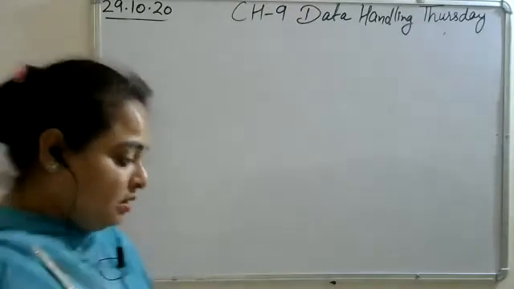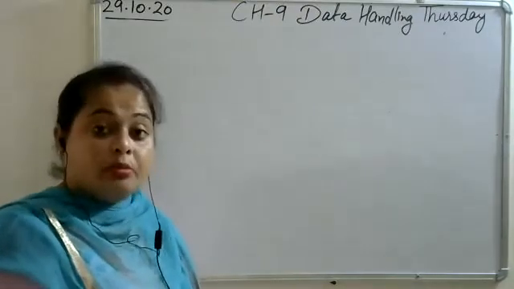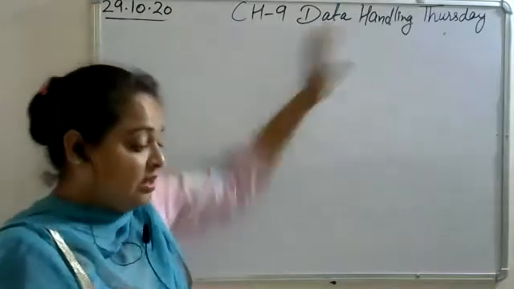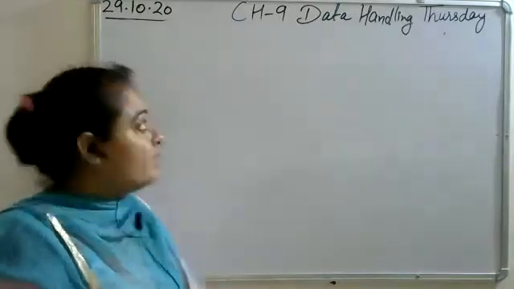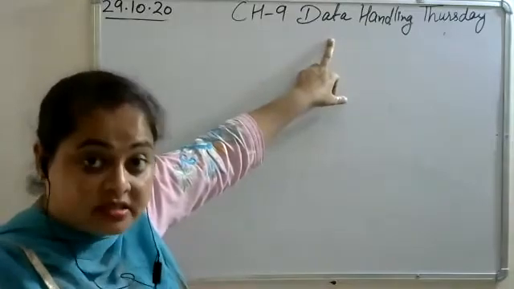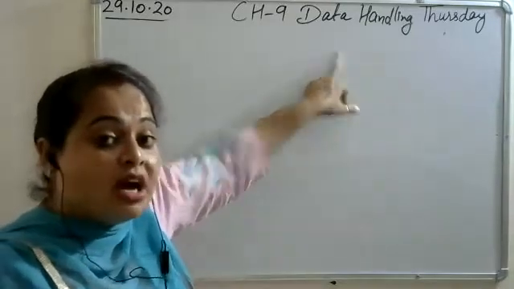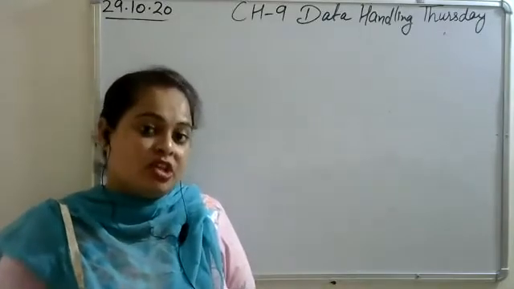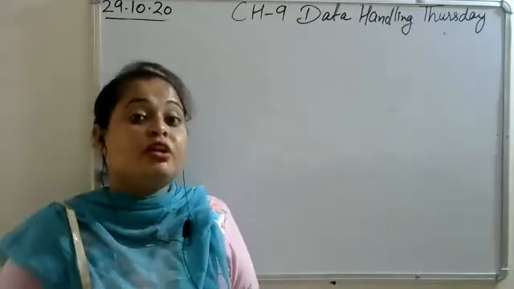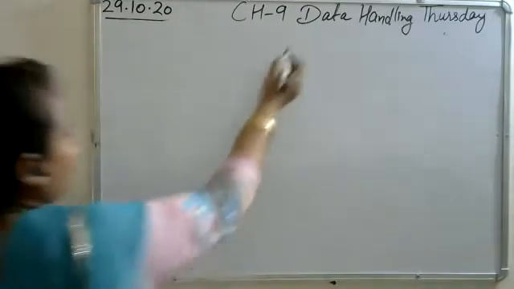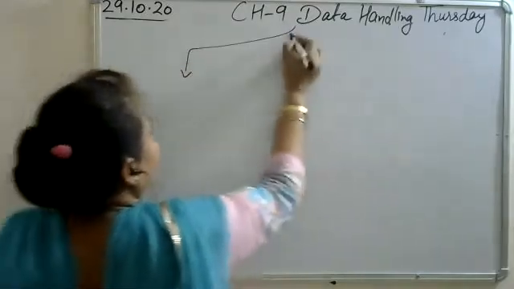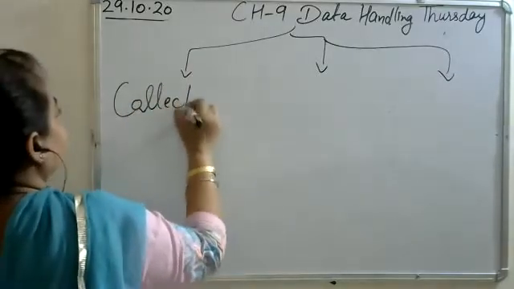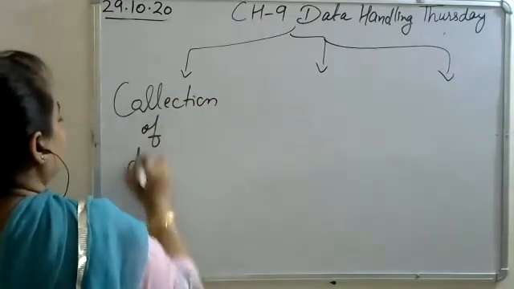First of all, I am going to explain the meaning of data handling. So data handling is the branch of mathematics that deals with the concept of collection, organization and representation of data. So in it, we have three main steps. First is collection of data.